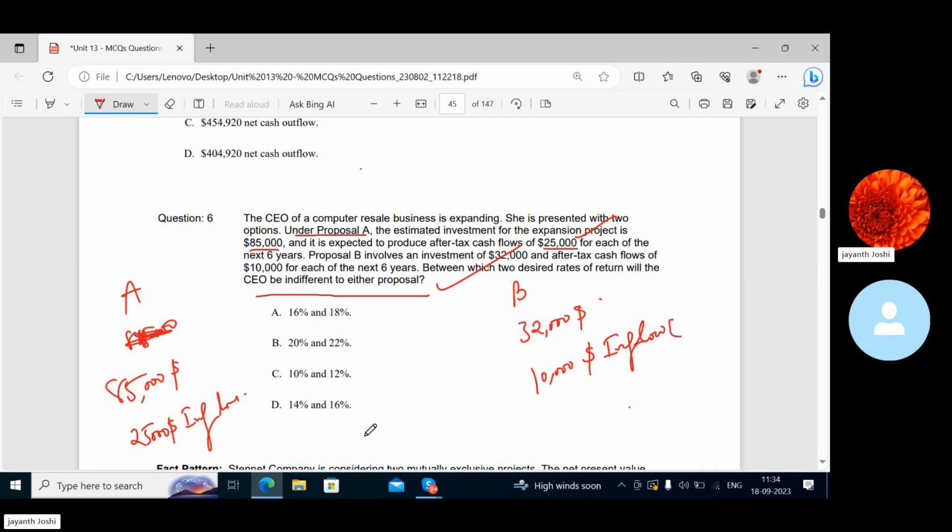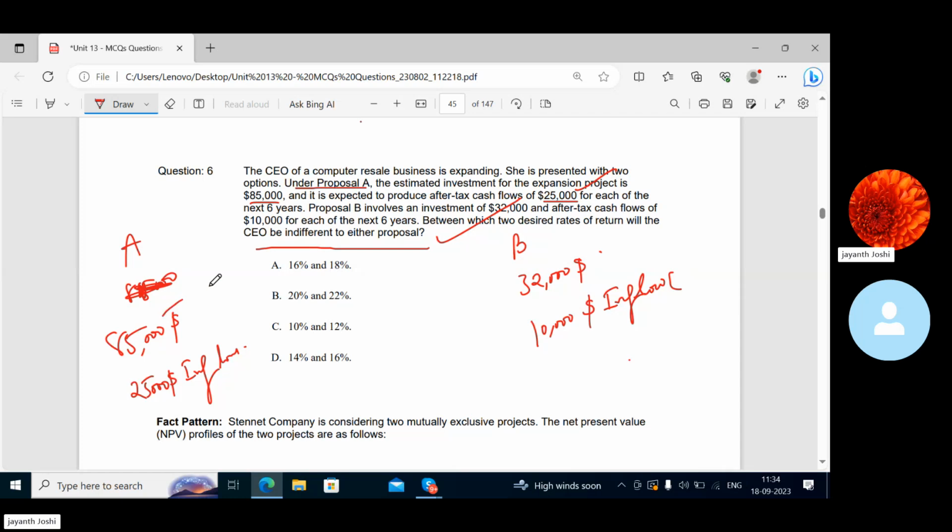So what I'm going to do, see, what is the difference between the investments of A and B? $33,000, right? Is it right or wrong? The difference between 85 and 32: here it is 32, here it is 85. 53 is the difference. Yeah, just a second, sorry, it is 53.